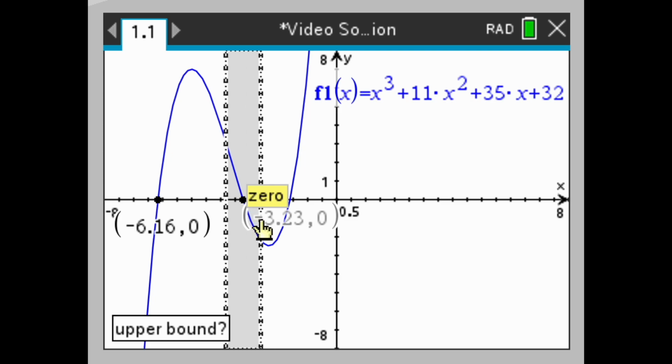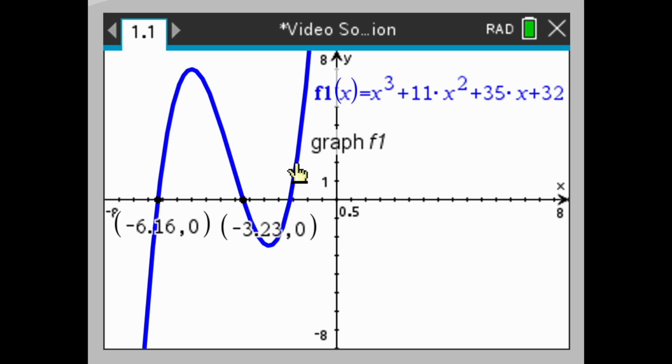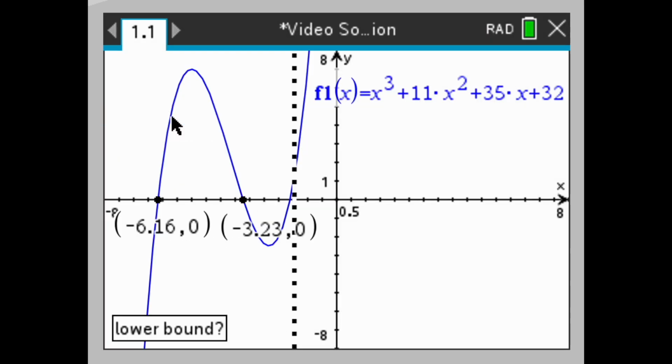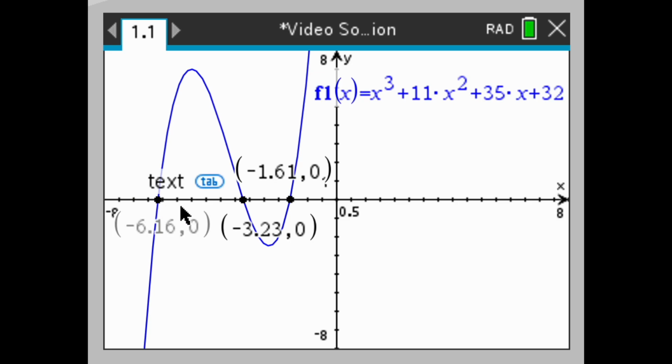Now, just to reiterate, a zero is each time a graph crosses the x-axis. So in here there's 1, 2, and then there's another one right here that we're going to find. When we analyze our graph and go to our zeros, now we have our next zero. So now we have all 3 of our zeros, and that was our first step.